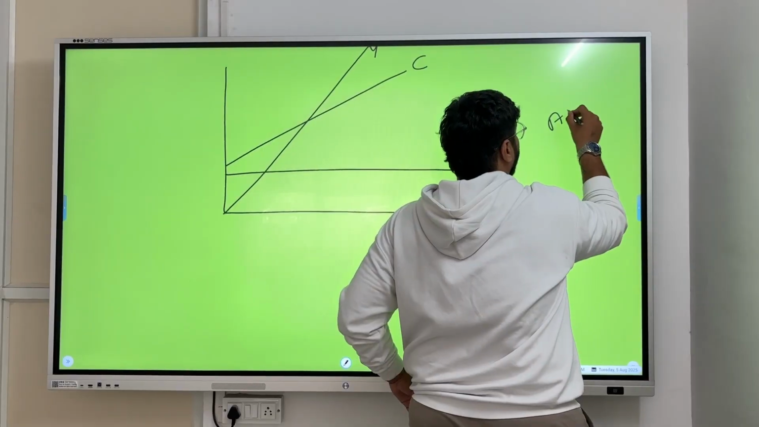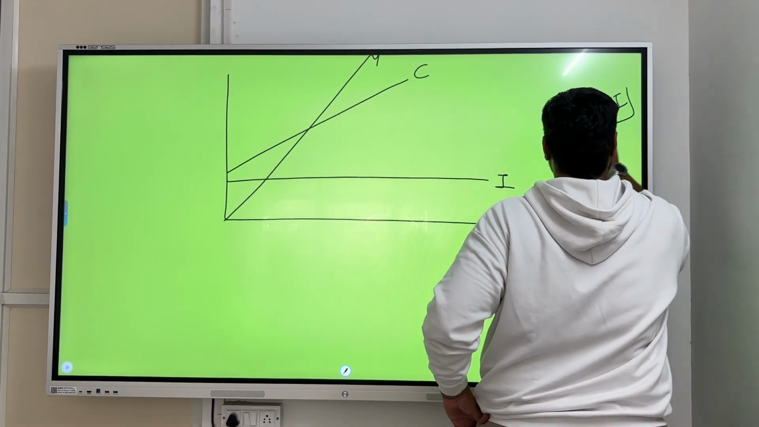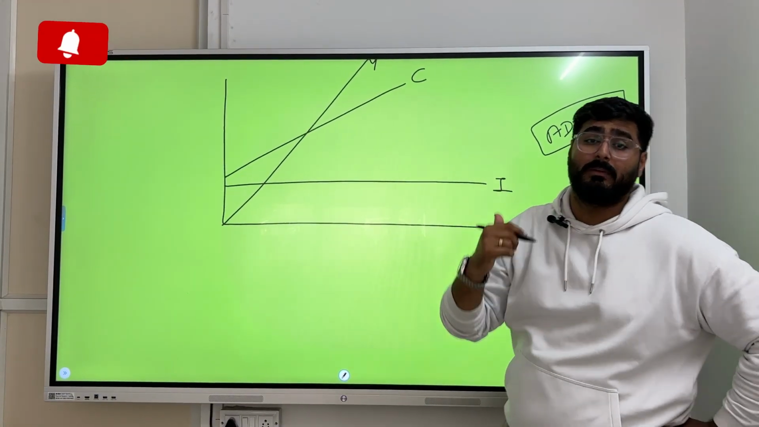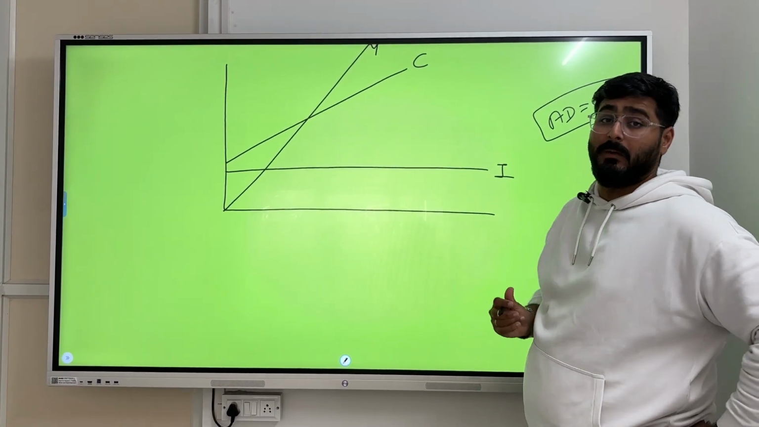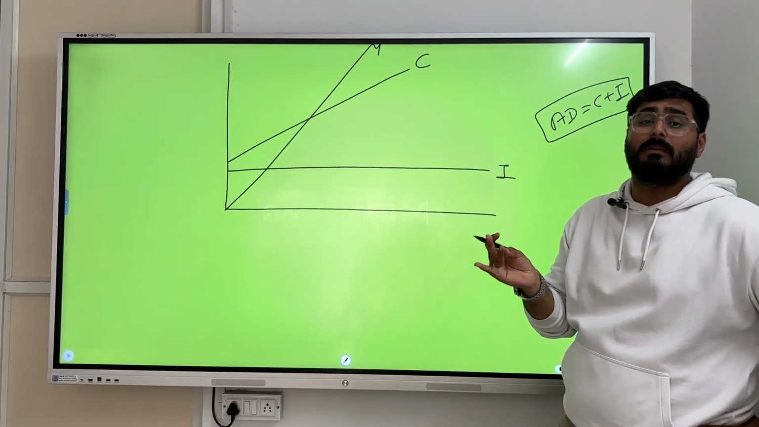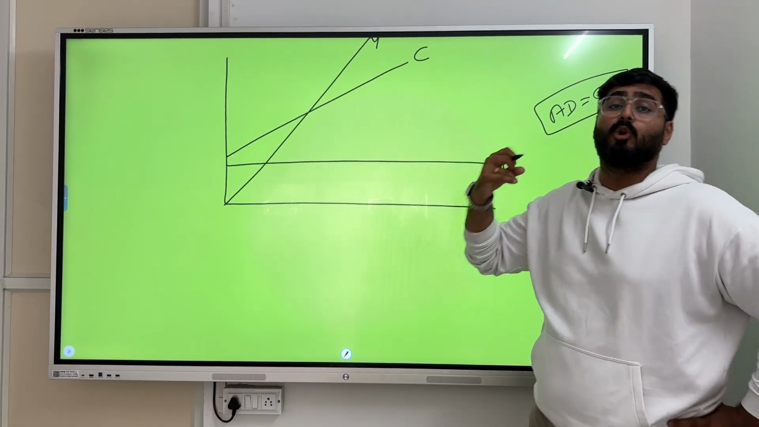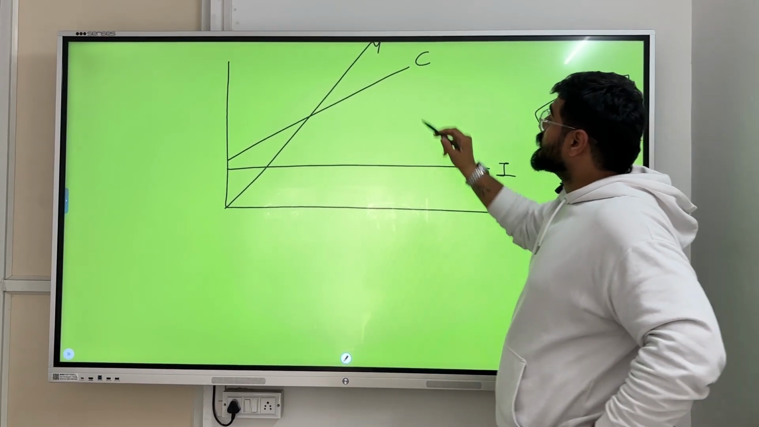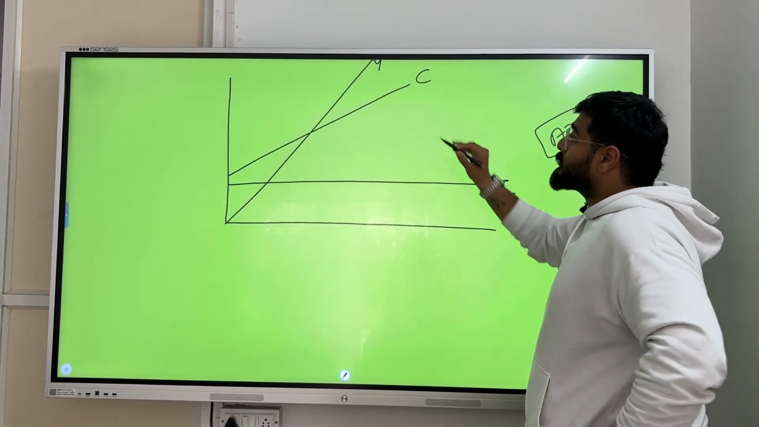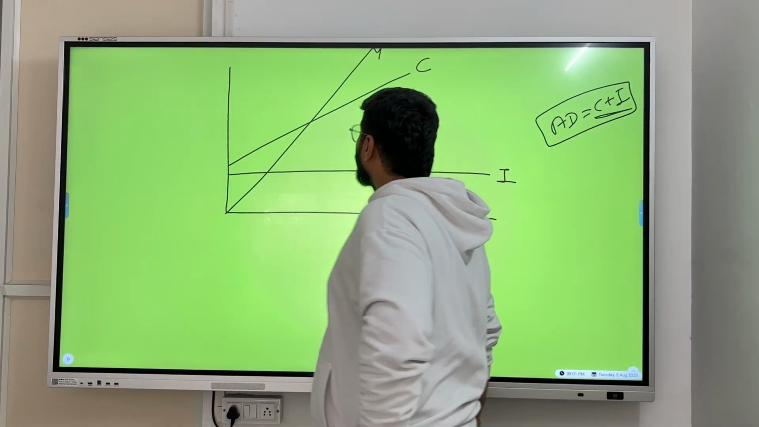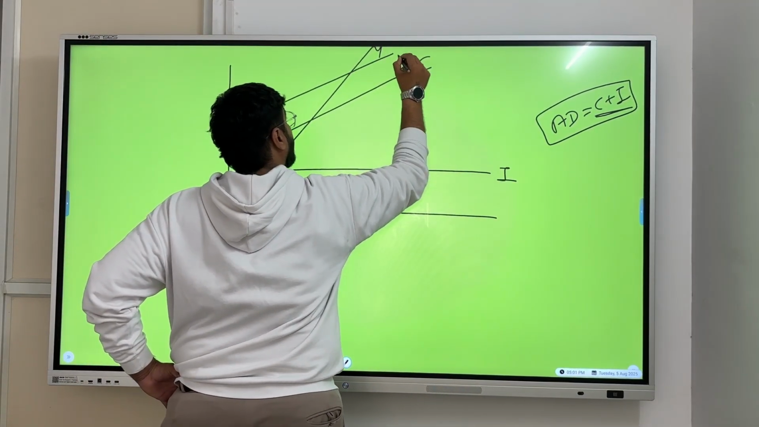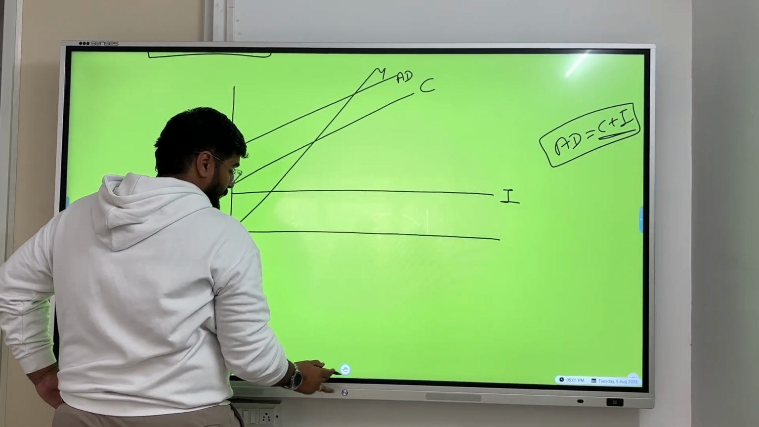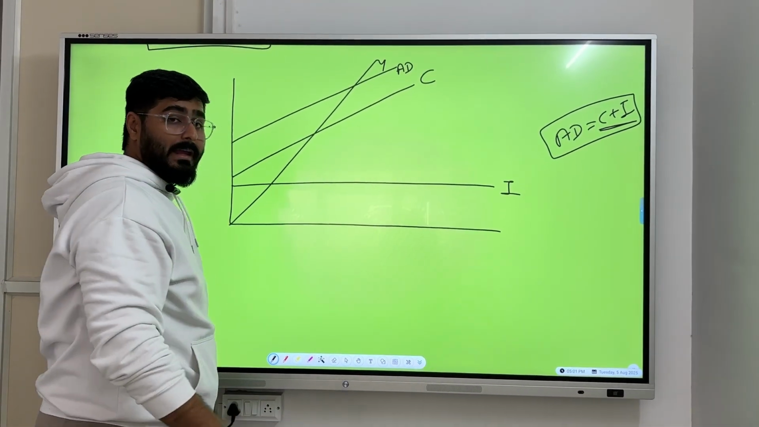Now, how do I get my aggregate demand? It is C plus I. Please remember, why is aggregate demand C plus I? It is consumption plus investment. We already studied C plus I plus G plus X minus M, but this is a closed economy, in which it will only be C plus I. So this is my C, this is my I. In my consumption I add investment, so I get an aggregate demand line parallel to the consumption curve. So I got my aggregate demand curve over here.